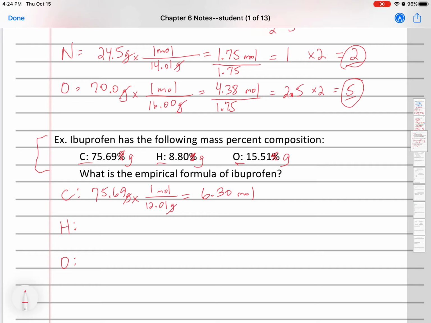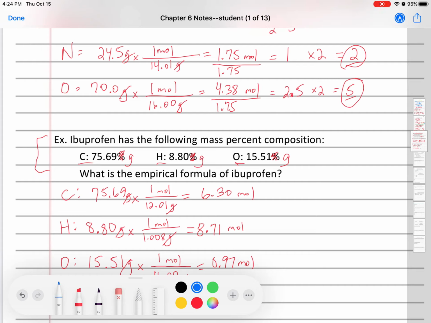So we have 6.30 moles of carbon. Hydrogen, we have a mass of 8.80 grams, divided by the molar mass, 1 mole is 1.008 grams. Grams cancel out, and we get 8.71 moles of hydrogen. And then for oxygen, our mass is 15.51 grams, divided by the molar mass of oxygen from the periodic table. Grams cancel out, and we end up with 0.97 moles of oxygen.